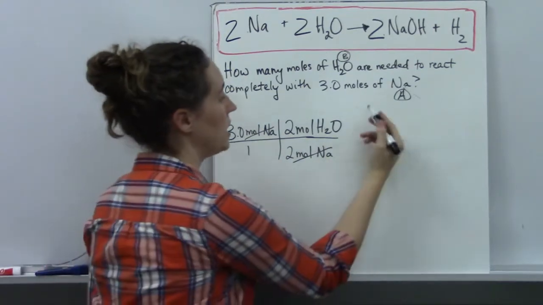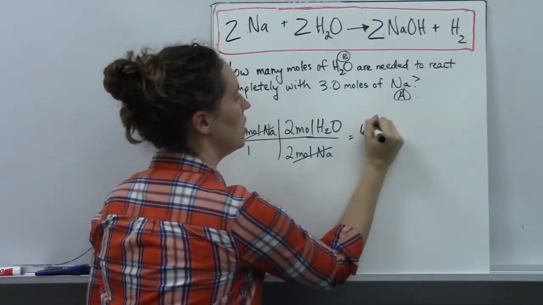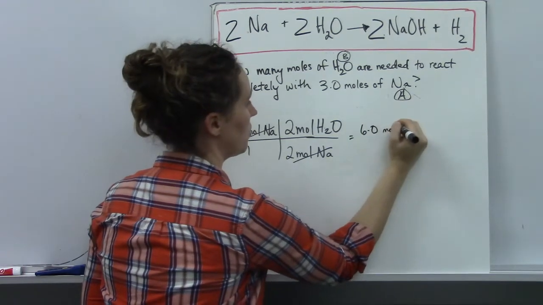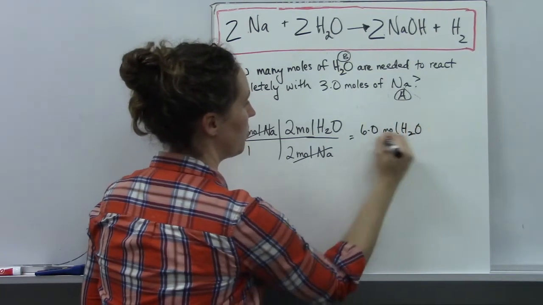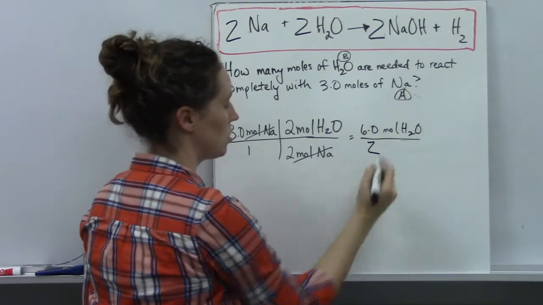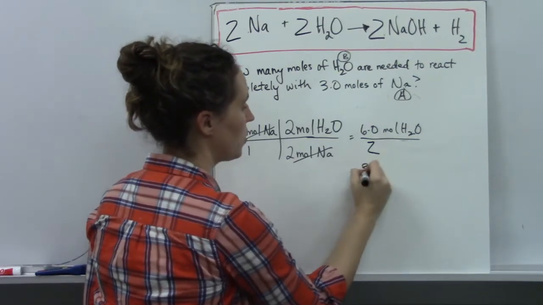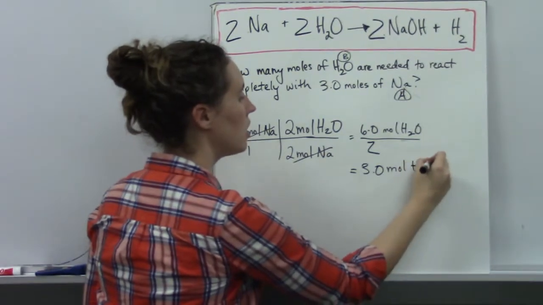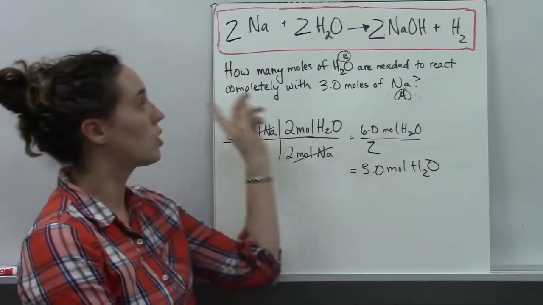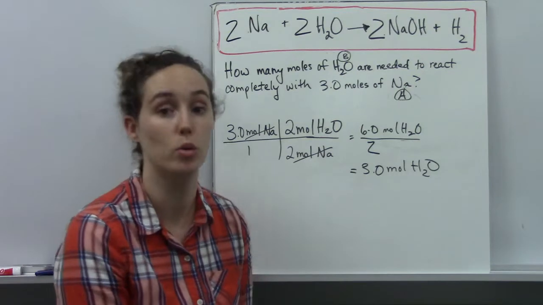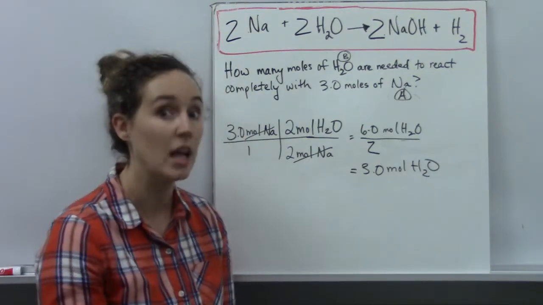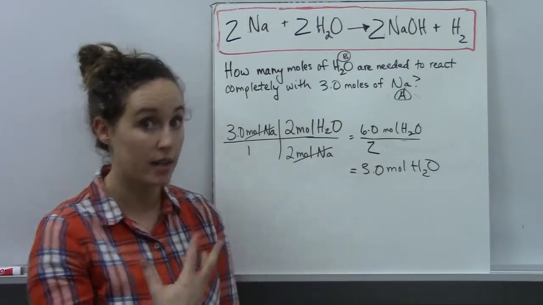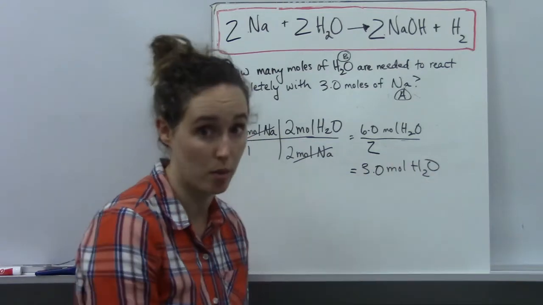which means all I have to do is multiply across and then divide. So 3 times 2, 6.0 moles of water. We got to do the bottom too. We divide by 2. It gives us 3.0 moles of water are needed to completely react 3.0 moles of sodium. That's a pretty simple one. Now let's look at a little bit harder example.